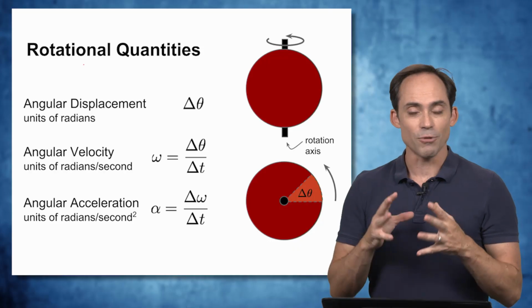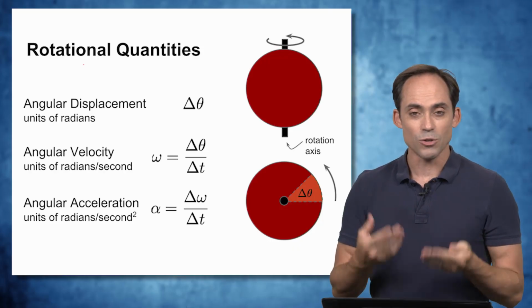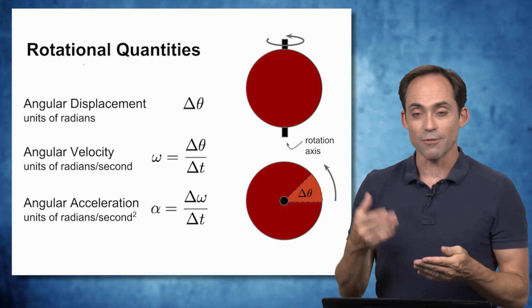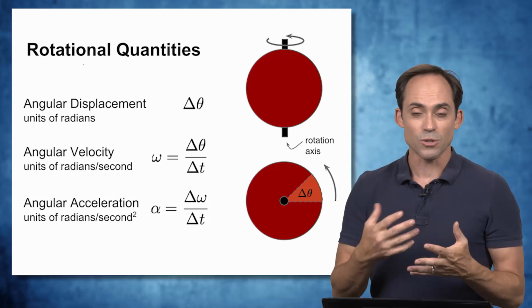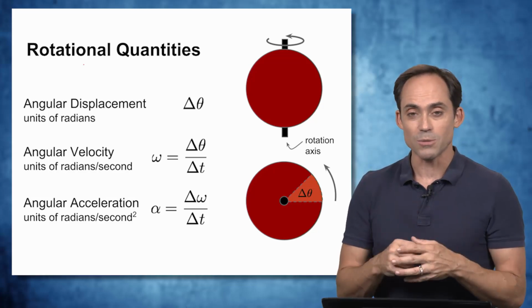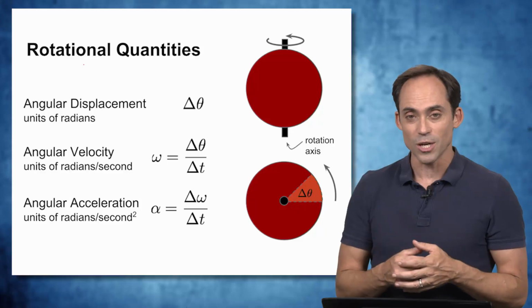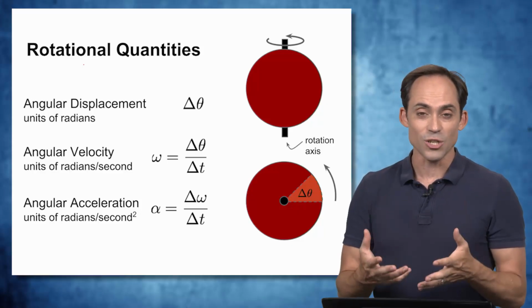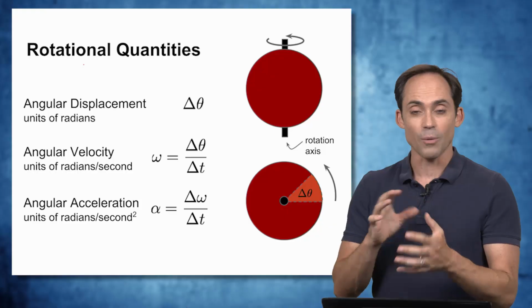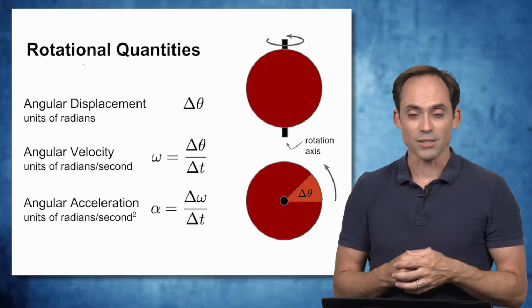And keep in mind that I've written these as scalar quantities, but you should also consider writing these as vector quantities because those directions of displacement, angular rate, and angular acceleration all depend on the rotation axis and whether you're moving clockwise or counterclockwise around that axis.